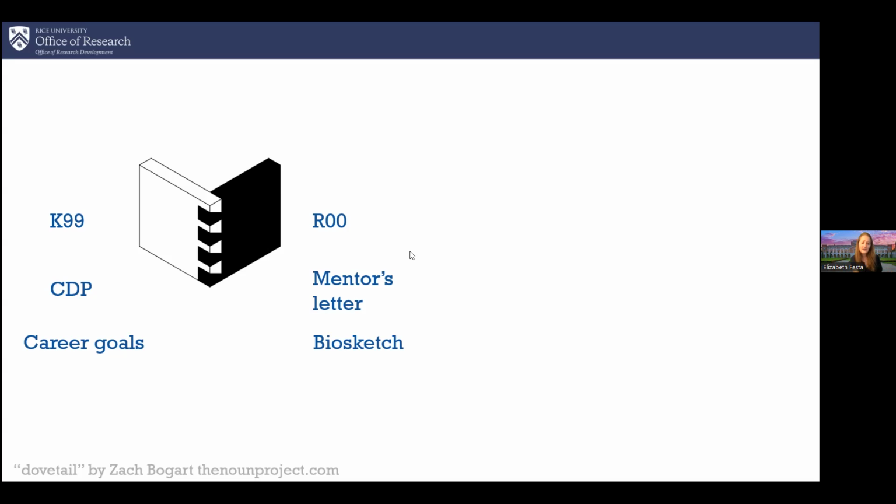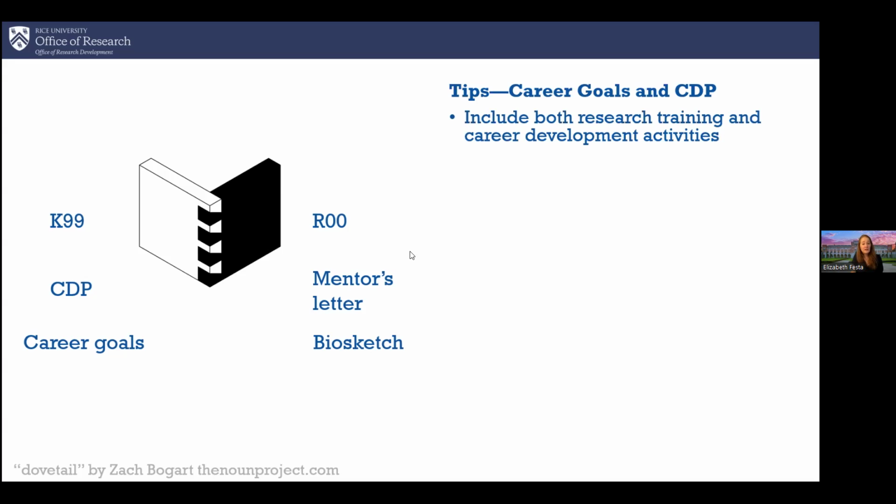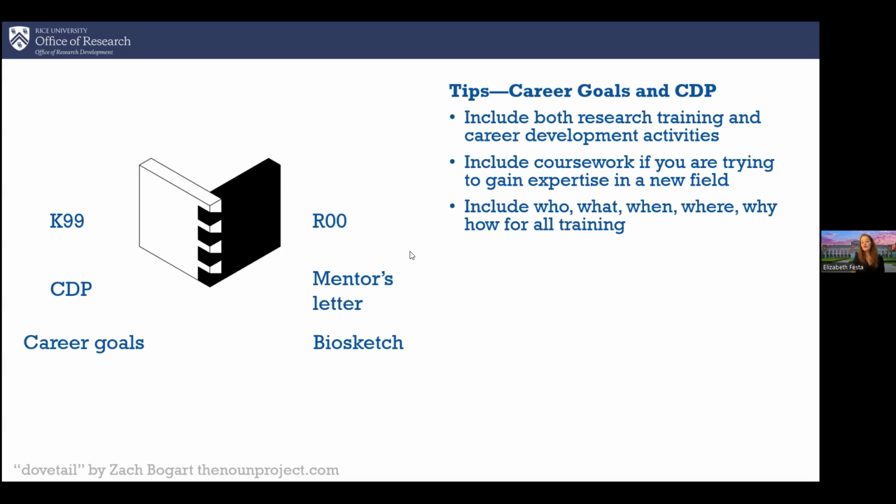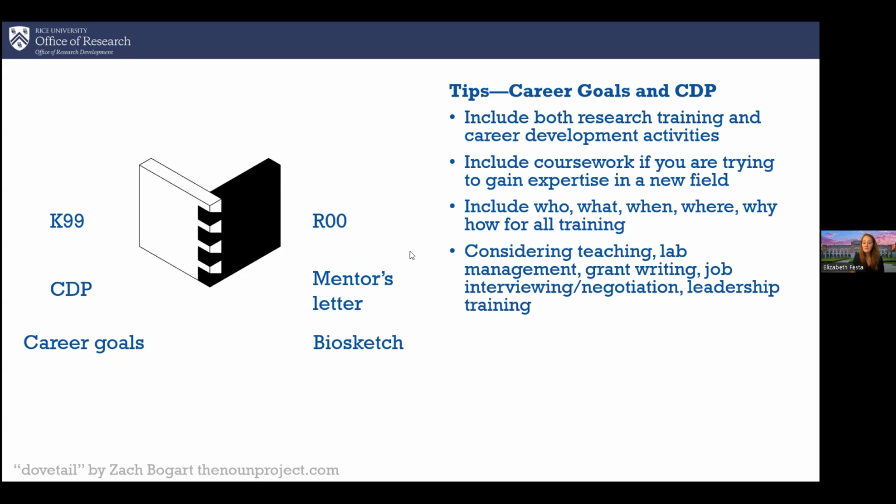The career development plan, the CDP, should also be echoed in your primary mentor's letter, as well as perhaps some of your co-mentors' letters. And as I mentioned, any career goals you have also go into the bio sketch. So you have this complete dovetailing of different components of the project. You want to include both research training that you need, as well as career development activities. You want to include coursework, for example. If you need to gain expertise in a new field and you want to be specific, you should include the who, what, when, where, why, and how for any training that you say you want to undertake.